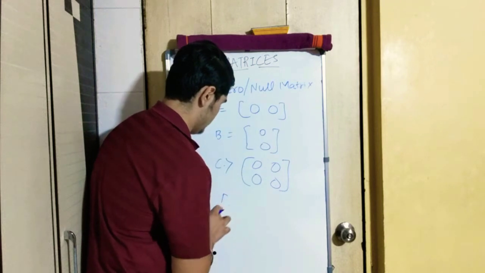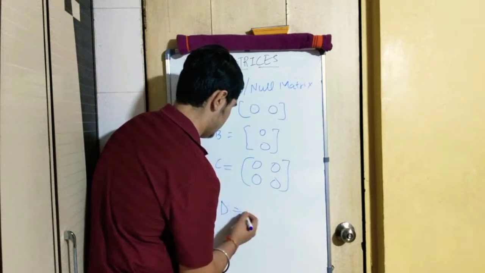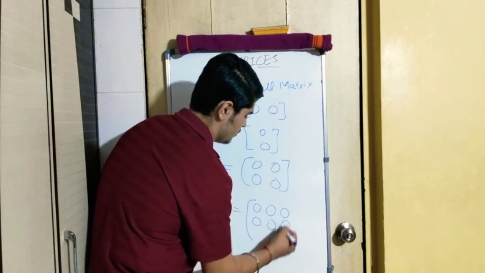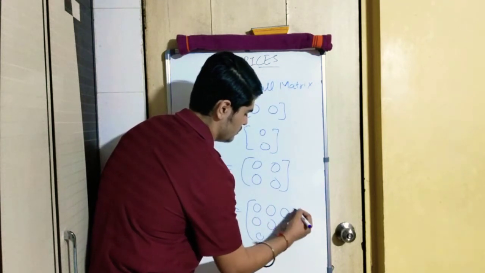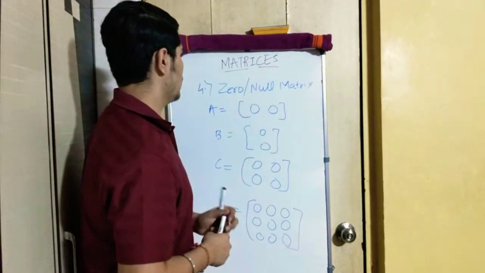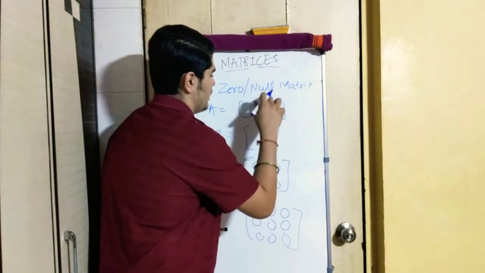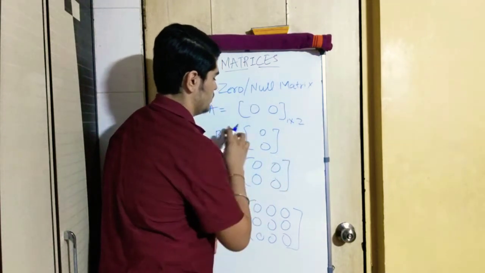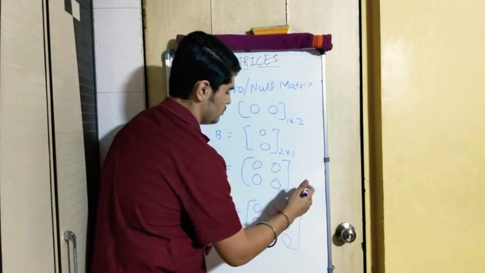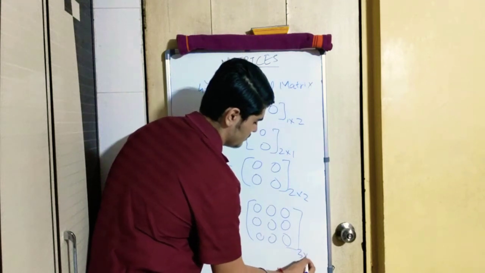And the next one is 0 0 0 0 0 0 0 0 0. So these are different types of null matrix or zero matrix. The order of these matrices is 1 into 2, 2 into 1, 2 into 2, 2 into 2, and this one is 3 into 3.